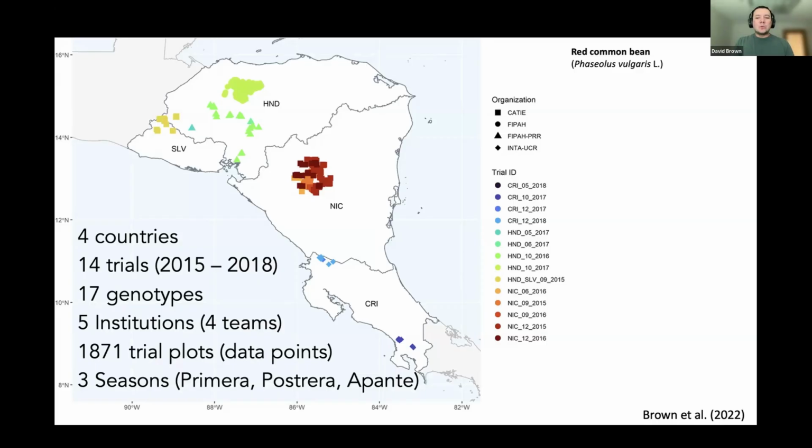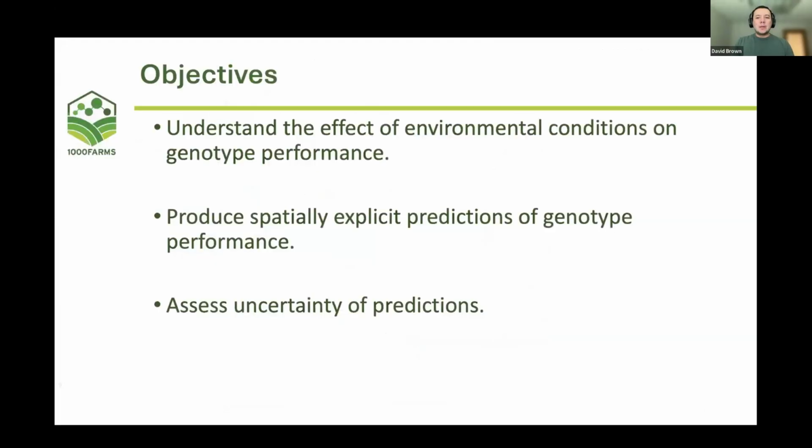Just to highlight the fact that in this area of Central America we have 3 different growing seasons, and that poses a challenge for modeling environmental adaptation, because not all the trials were established consecutively or across all the seasons. Some trials were in one season, and other trials in another one.